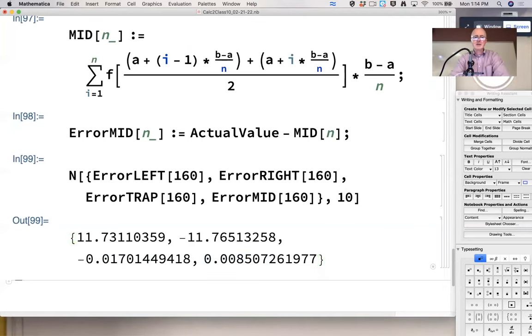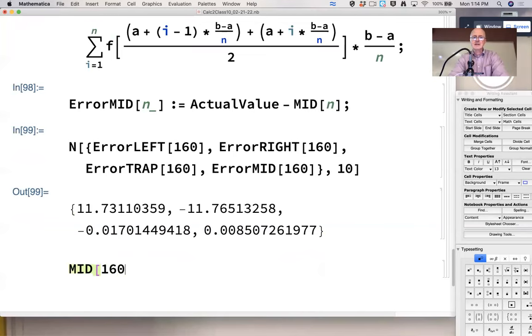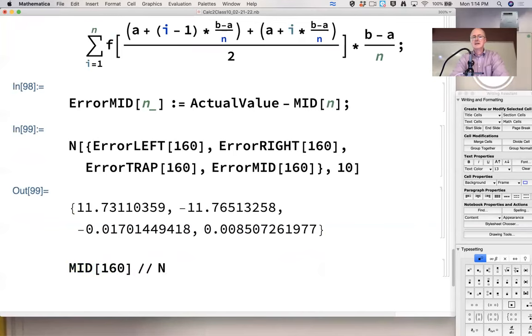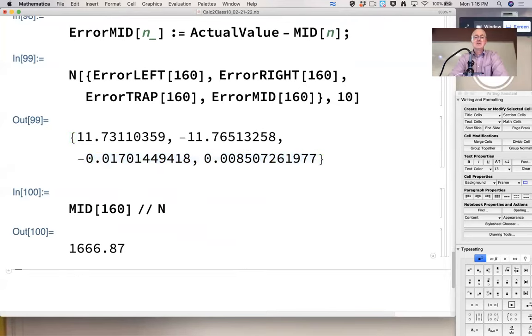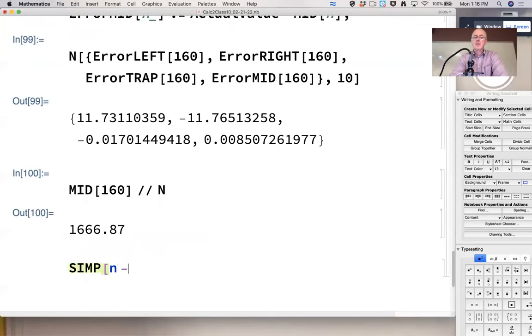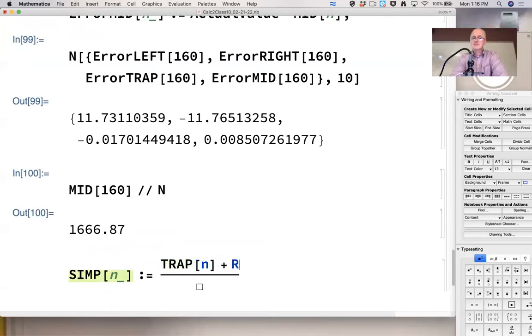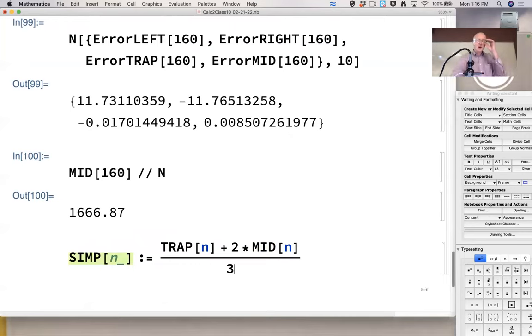And if you looked at the actual midpoint value when n is 160, it's very close to 1666.88. Very close. Because the midpoint rule is doing about twice as good as the trapezoid rule with the opposite sign to its error, that's why it's good to try a weighted average for Simpson's rule, where you give the midpoint rule twice the weight. Like this. This is called a weighted average.